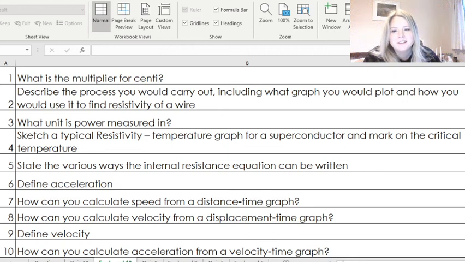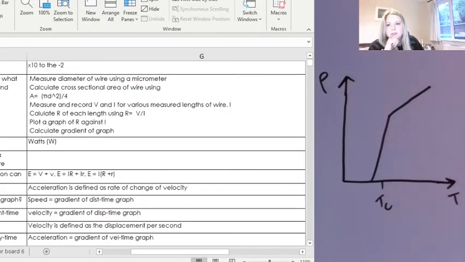Hi, year 13. So, retrieval roulette, get your book out and get these answered for me, please. Okay, hopefully you have that done by now. Okay, so here's your answers.